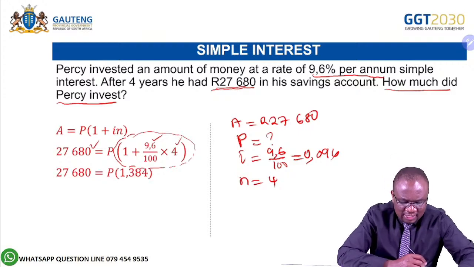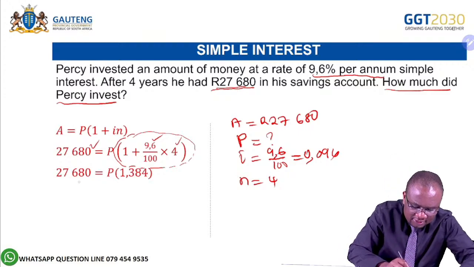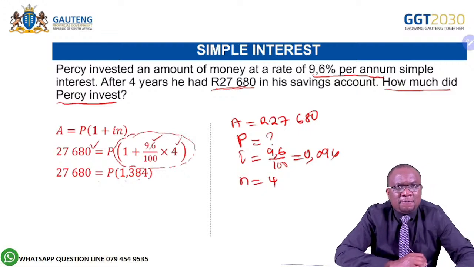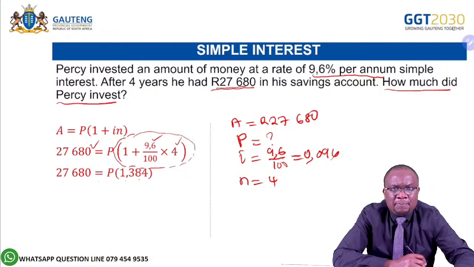You must get that. 27,780 is equal to P times 1,384. So this thing in the bracket there is 1,384. And then what do we do to get P?